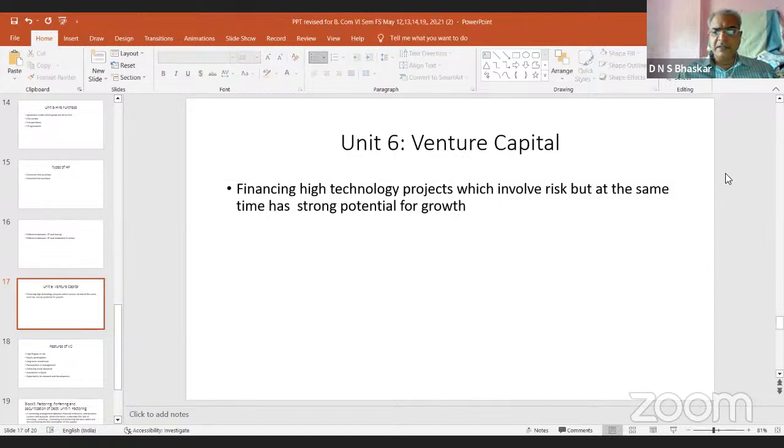Let us understand how this process goes on. This is another way of taking care of the requirements of a person who is in need of finance. The meaning of venture capital: it is financing of high-risk, technology-oriented projects, which involves risk but at the same time has strong potential for growth. In certain projects, there may be huge capital requirements and their success is not guaranteed.